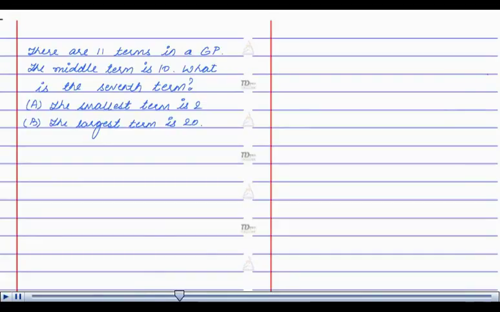Statement A is the smallest term is 2 and statement B is the largest term is 20. In this, we cannot identify the first term since the smallest or the largest term could either be the first or the last term. Hence, we cannot find the answer by using statement A and B alone or together. So, the correct answer is option number 5.